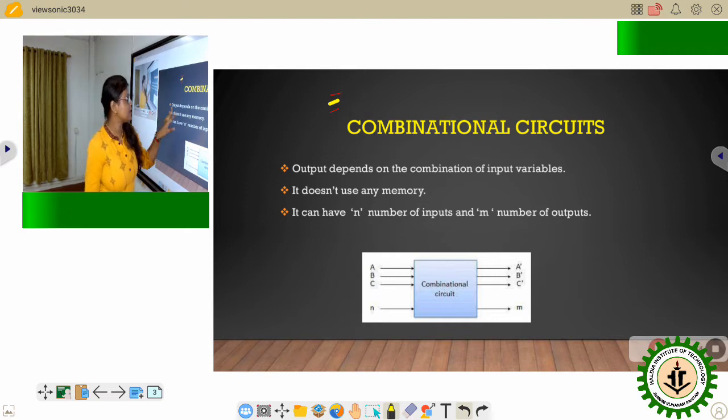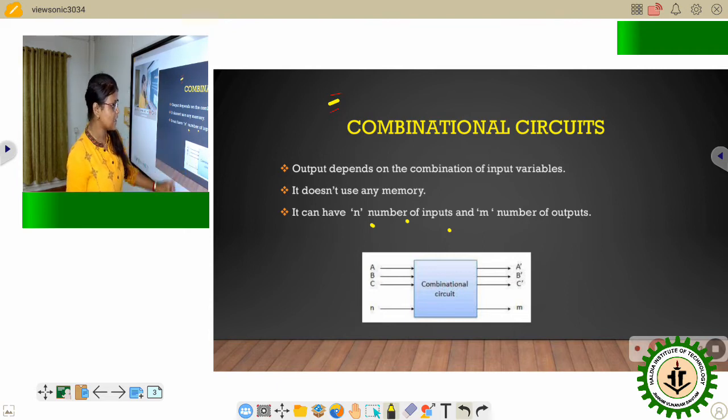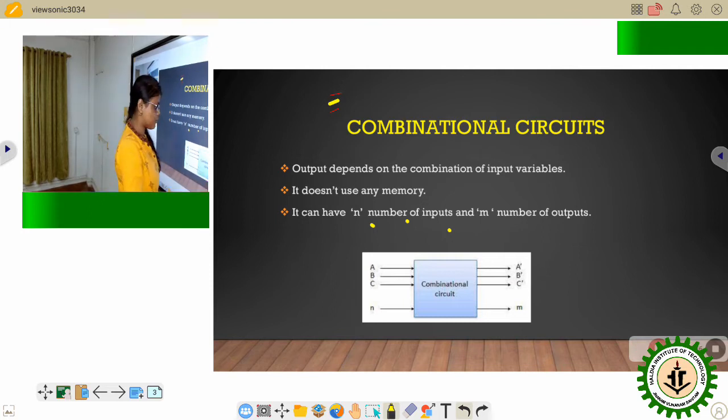Here I have given the explanation. Output depends on the combination of input variables. Next, it does not use any memory. Next, it can have n number of inputs and m number of outputs. Here we are giving n number of inputs, that is A, B, C up to n, and getting m number of outputs, A dash, B dash, C dash and up to m.